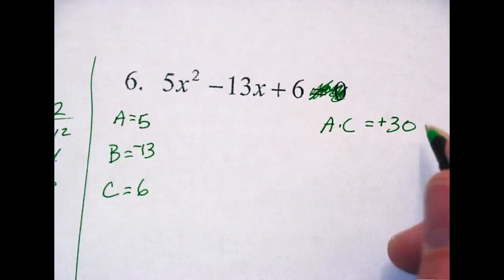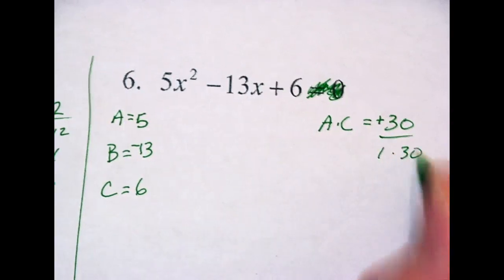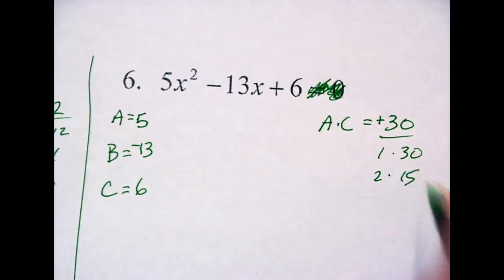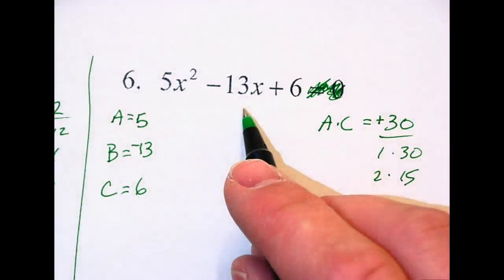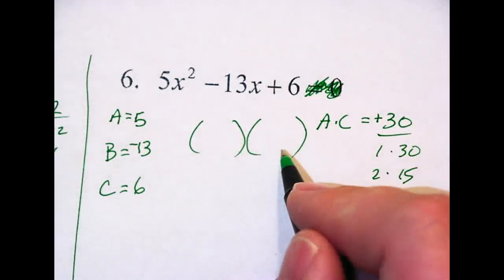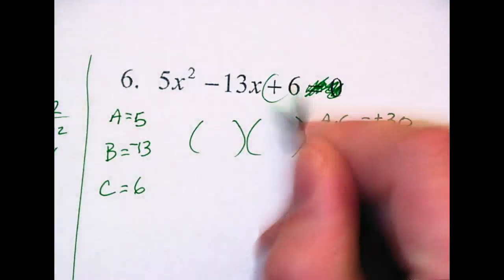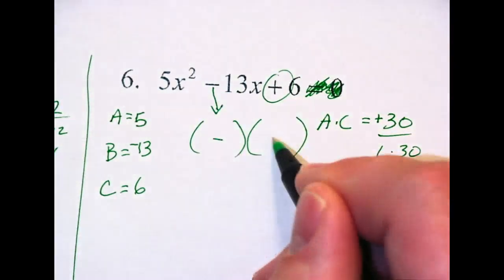Good. Negative 13. So if we start going through, 1 and 30 obviously doesn't work. 2 and 15 obviously does not work. Now, those subtract to make 13, right? Okay, well, we got to add to 13. Yeah, remember our signs. Are the signs the same or different? The same. How do we know that? Because C is positive, and that means they are both negative because B is negative.